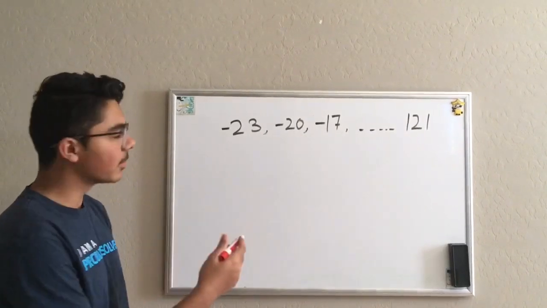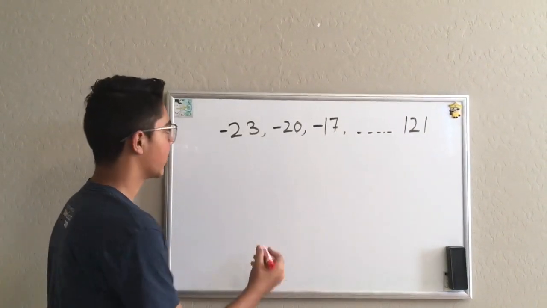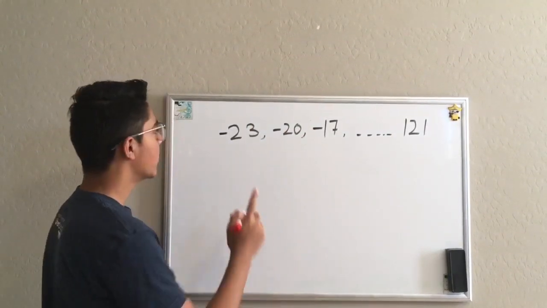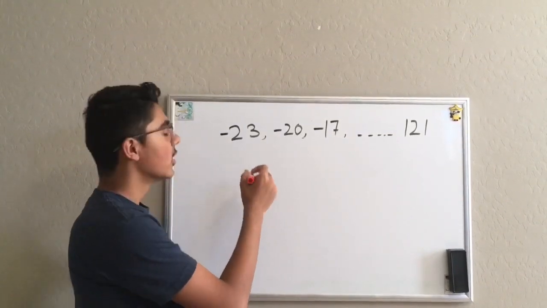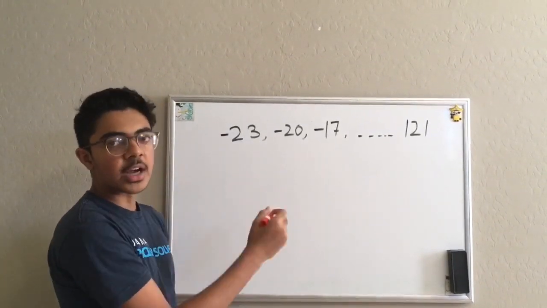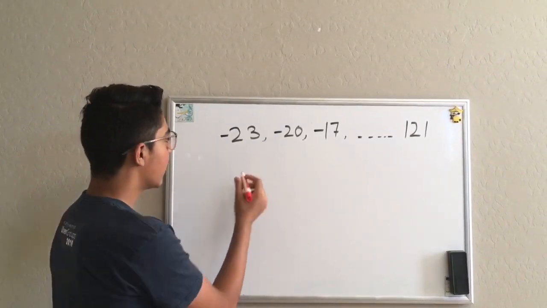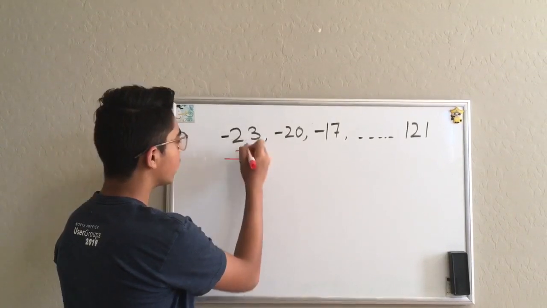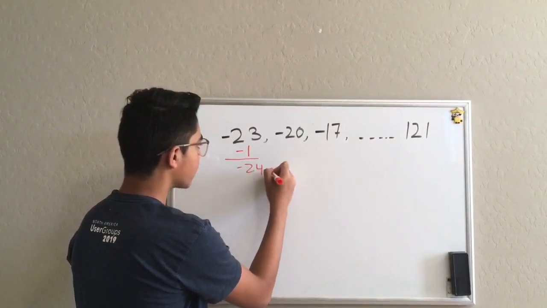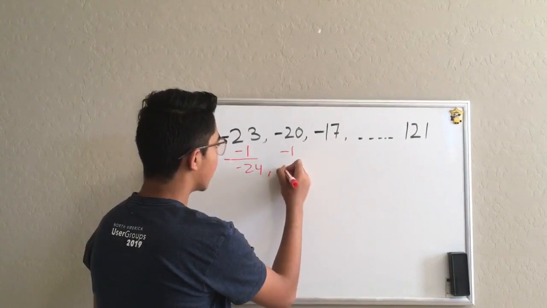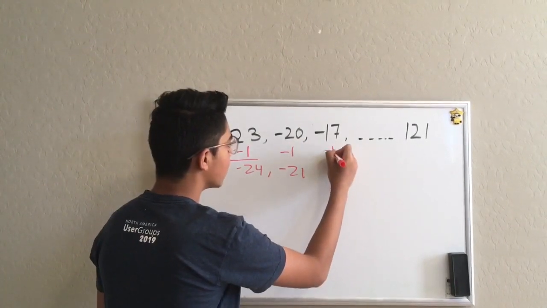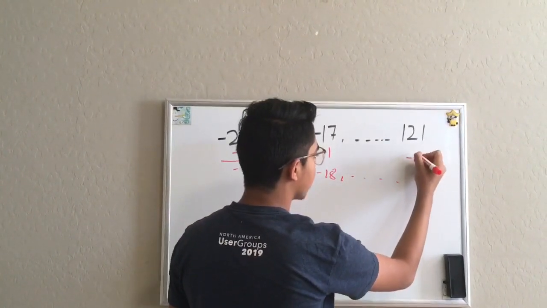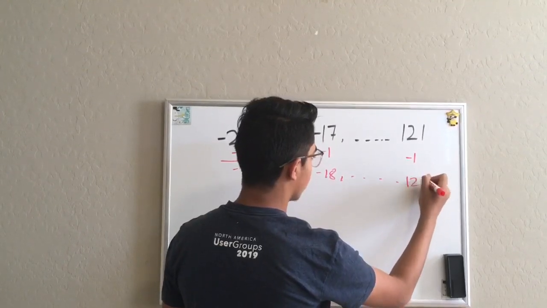So the second example seems a bit harder than our previous examples, but we just have to do the same thing. Simplify it and then make them 1, 2, 3. So to do this, we see that it's going up by 3s, but we have to be careful because these are not multiples of 3. If we divide it by 3, then we'll get fractions, and fractions make everything complicated. But we can make them multiples of 3 by subtracting 1 from each of them. So negative 23 minus 1 is negative 24. Negative 20 minus 1 is negative 21. Negative 17 minus 1 is negative 18. And so on until 121 minus 1, which is 120.